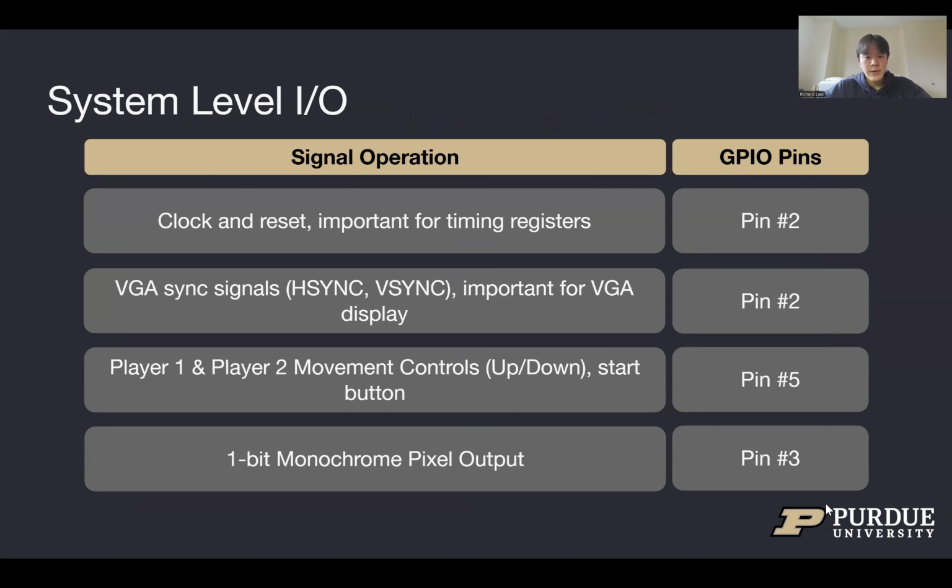This is the system level inputs and outputs. First we have two pins for the clock and the reset, and this is important for the timing registers and resetting the game overall. Then we have the VGA sync signals. VGA has horizontal and vertical sync signals, and this is important to keep the VGA on track of where it is along the monitor. So that's another two pins. As mentioned before, we have the player one and player two movement controls, so that's up and down for both players, plus the start button. That's five pins. Then we'll also have a 1-bit pixel output, which determines what pixels turn black and what pixels turn white. So that would be three pins.